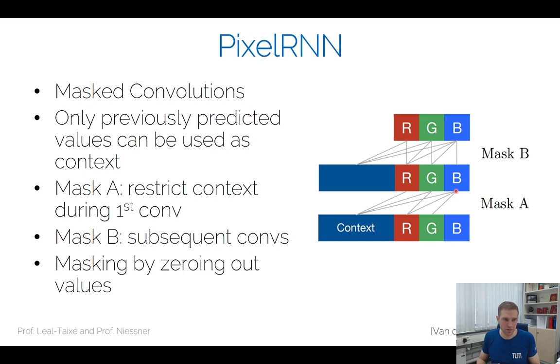In this case, we have two different masks. We have one mask A during the first conv that restricts the context, right? That's what's happening here. So this context is not being used here, right? And we have a mask B for the subsequent convs, right? And masking is simply done by setting the respective values to zero. And by using these masks, you can enforce that the network is just not forwarding whatever the current image has seen, right?